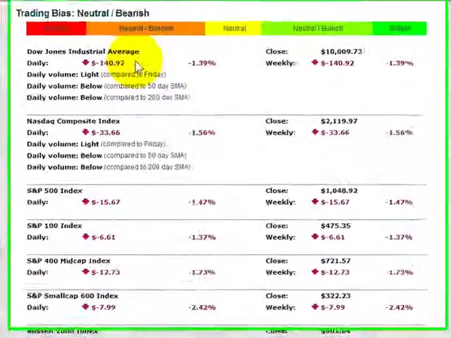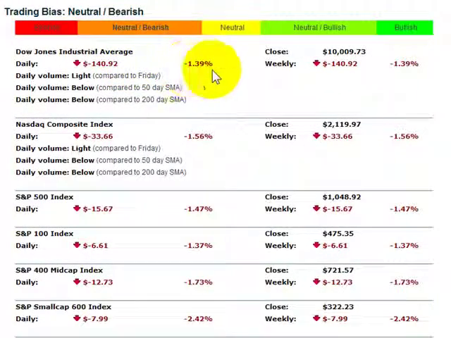Our industrial, shown by the Dow Jones Industrial Average, dropped 1.39% today. That's a $140.92 drop, but it was on light below average volume. Tech stock, shown by the Nasdaq Composite Index, dropped 1.56%, light below average. And the large cap, shown by the S&P 500 Index, dropped 1.47%.